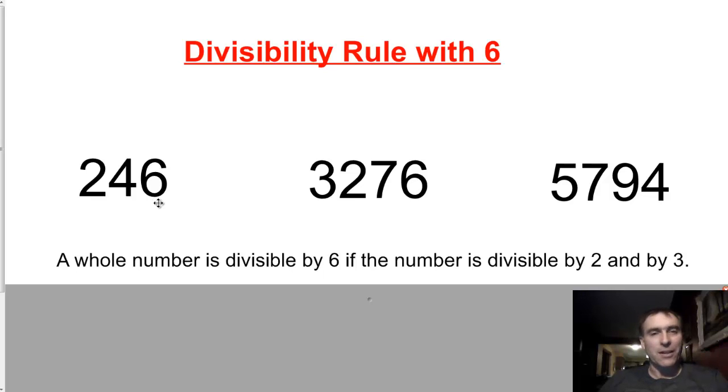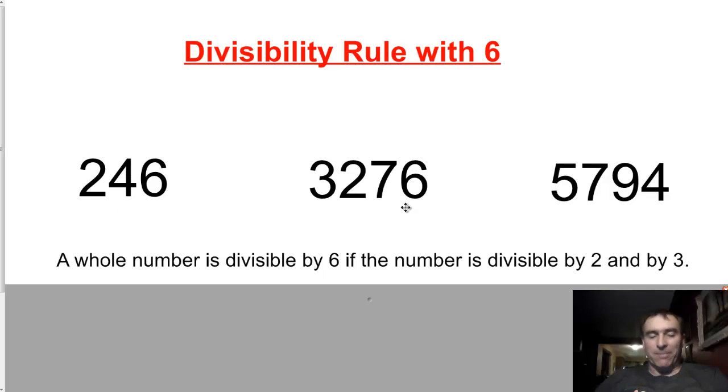What about 3? Well, remember the rule for 3? You have to add up the digits and see if it is. So let's add these up. 6 and 4 is 10. 10 and 2 is 12. Does 3 go into 12 evenly? Yes, it does. So we know that this number is divisible by 6.